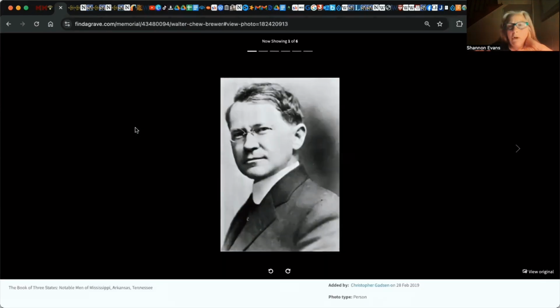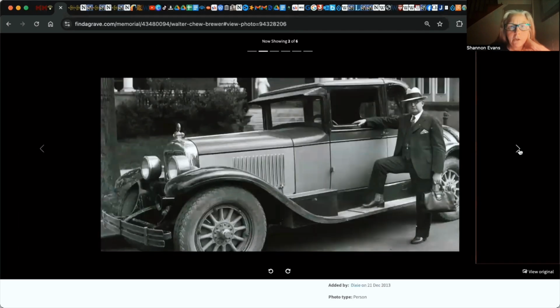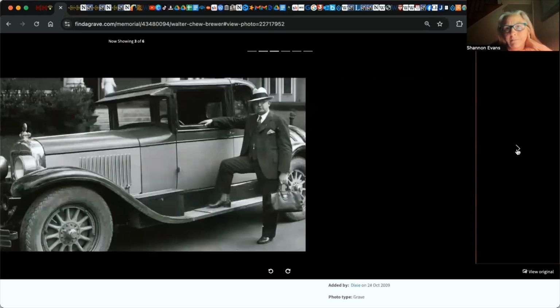If you click on one picture, it opens up this gallery and you can look at all of them. Now, I see this is Dr. Brewer, handsome man, wears glasses, very polished. Look at him in front of his car. Oh my gosh. I'm not good with cars, but I think that's a Chrysler. I'm not real certain, but boy, isn't that a good looking vehicle. He's got his doctor's bag. He's sharp.